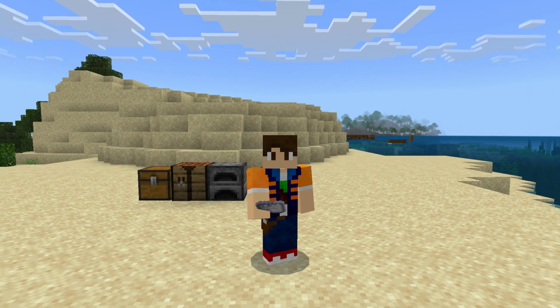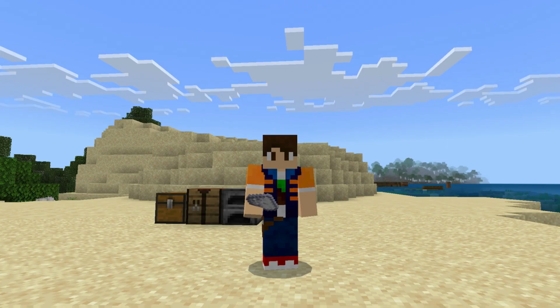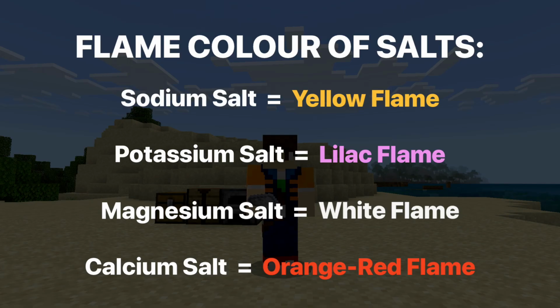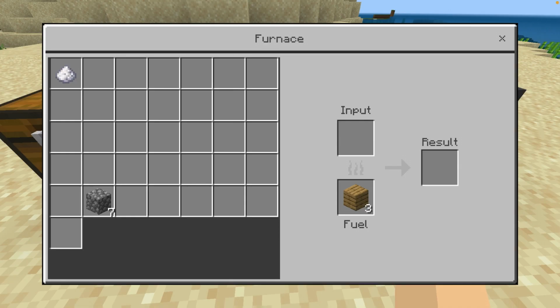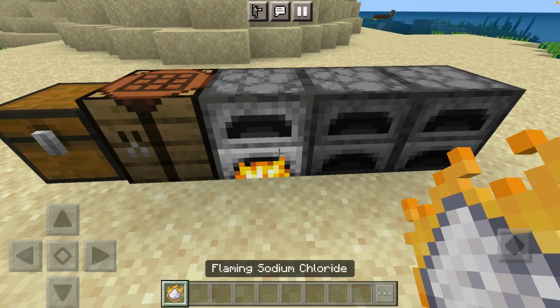Speaking of which, time to code the next feature of the mod. Flame test. The idea of a flame test is to determine the type of salt based on the color of the flame when you burn them. And the color of the flame corresponds to the cation of the salt. Or, in simple baby terms, the first word of the name of the salt. So, if you were to burn a salt of sodium chloride, you can see that the flame color will be yellow.